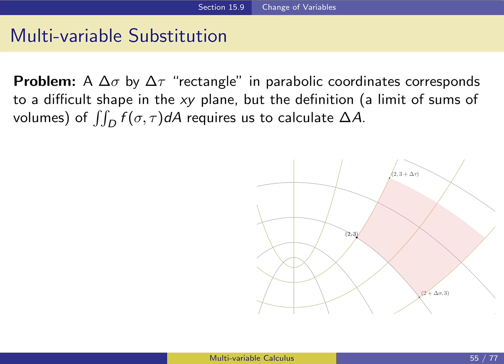Well, they look something like this diagram here, where starting at the point (2, 3), I've traveled delta sigma in the sigma direction and delta tau in the tau direction, and I've actually followed the grid lines to see what that rectangle looks like in terms of xy coordinates, and it is this slightly curvy shape. It'd be fairly difficult to calculate the area of these things, and even harder to work them into a formula in a general way. But this is what we would need to do in order to calculate dA in terms of sigma and tau. Fortunately, there is a solution.